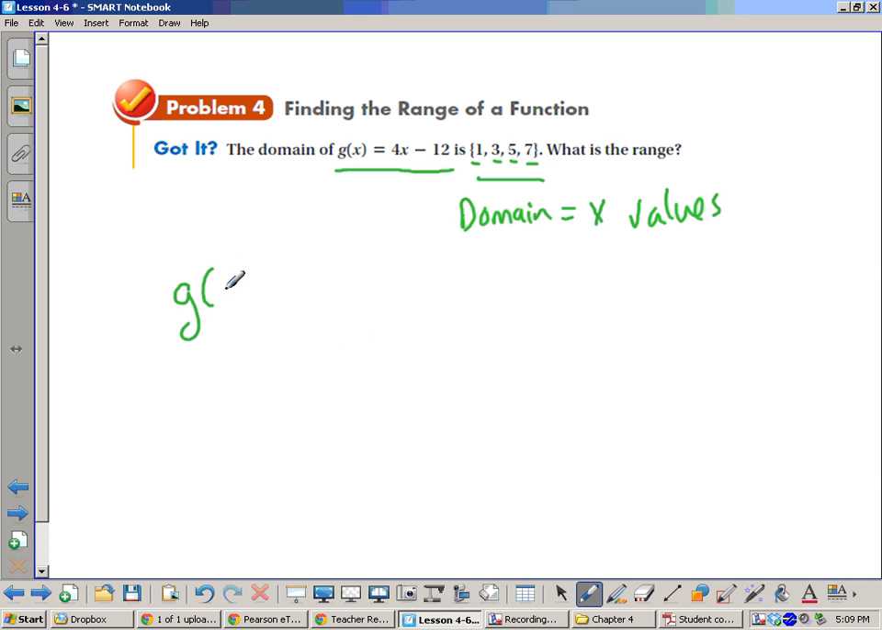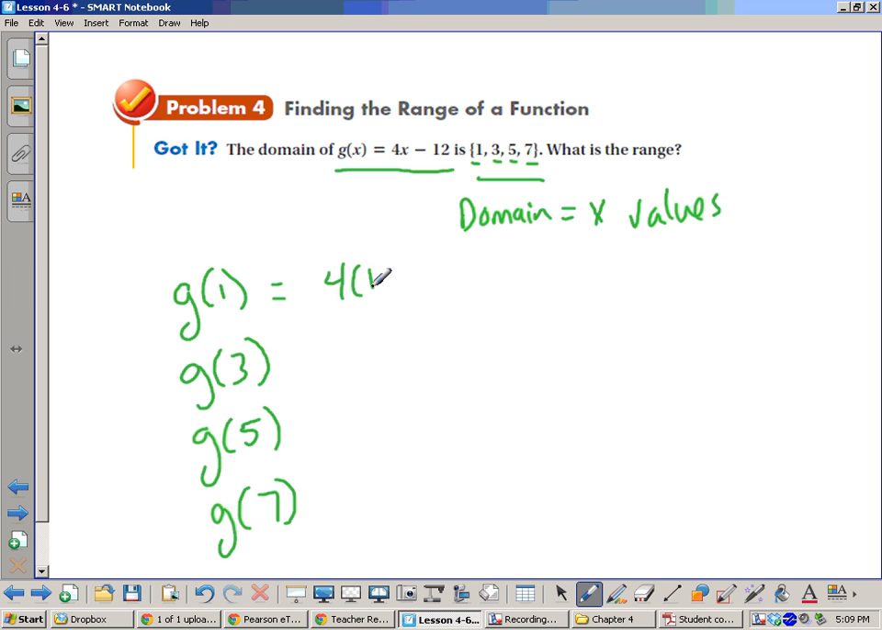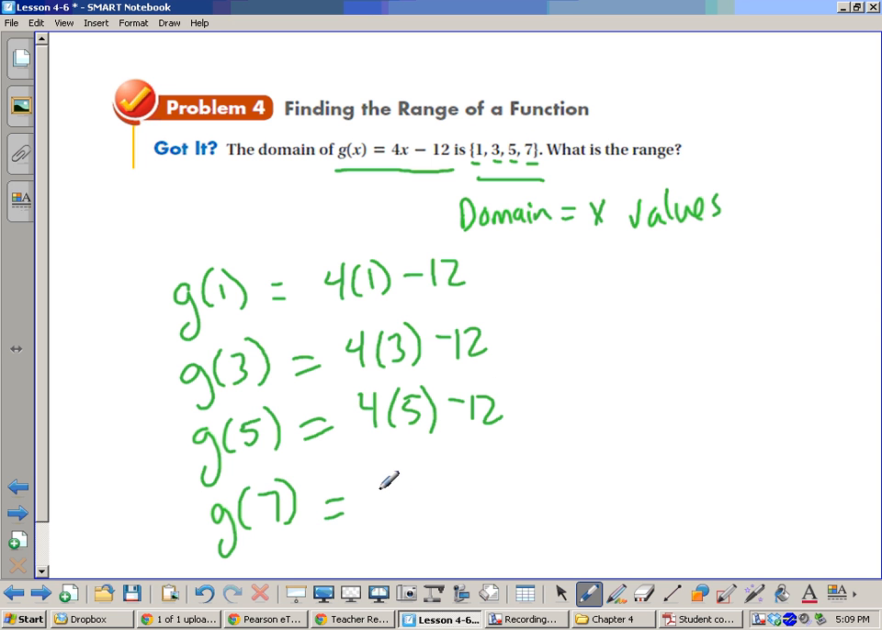So we're going to find g of 1, g of 3, g of 5, and g of 7. Now, if you remember from yesterday's lesson, this is just function notation. This is saying take 1 and put it in for x in our equation. So we're just going to put 1 in place of x. This is saying put 3 in place of x. This one here is saying put 5 in place of x. And then the last one is putting 7 in place of x.